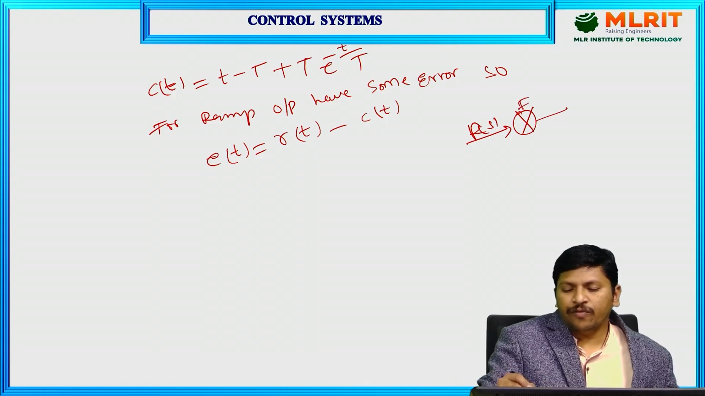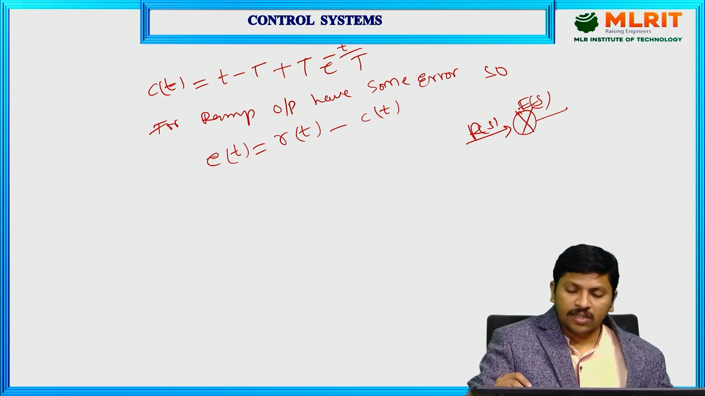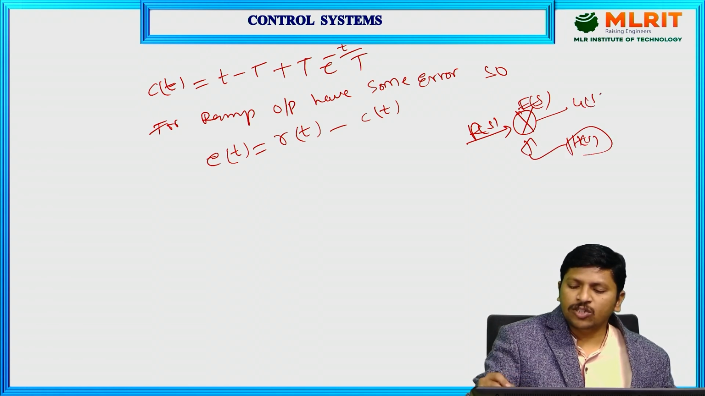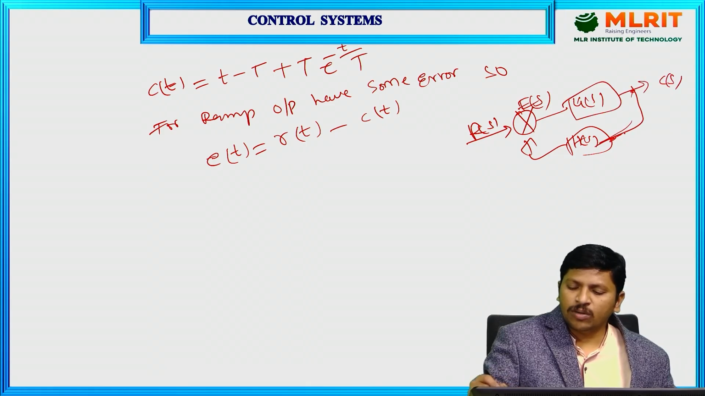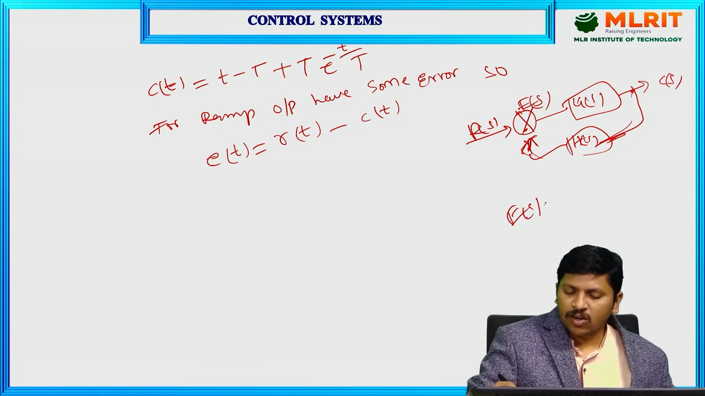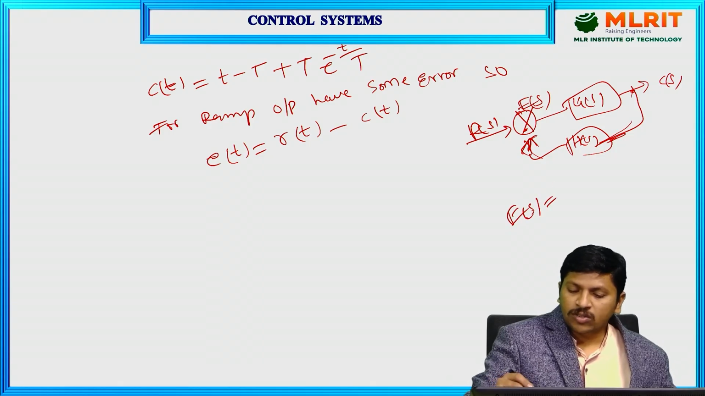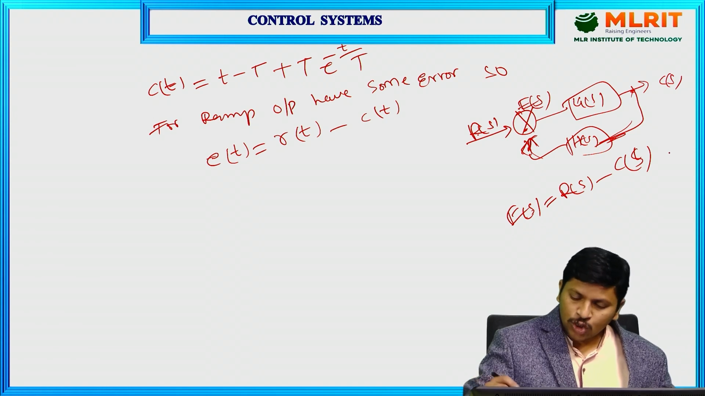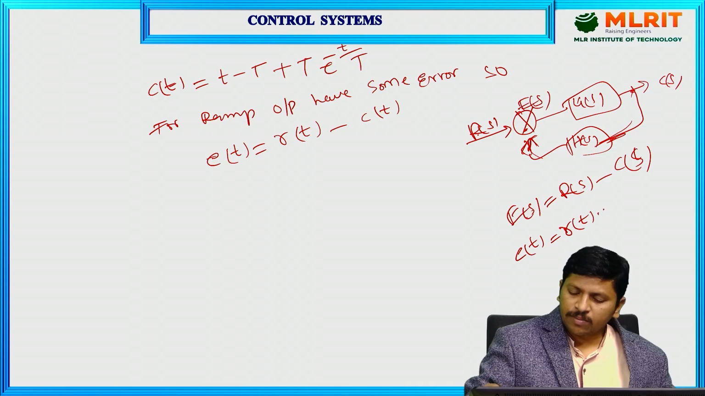This is E of S, some error signal, with negative feedback. For example, here I am going to consider G of S and here C of S. This C of S term is joined directly into the negative feedback. So the error signal E of S equals the difference between the input signal R of S minus the output signal C of S. This is in the S domain. In the t domain, it is E of t equals R of t minus C of t.